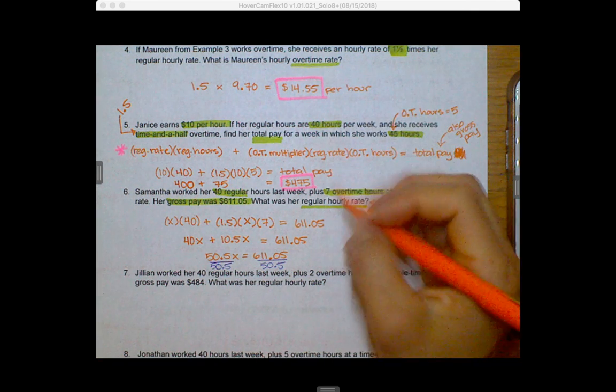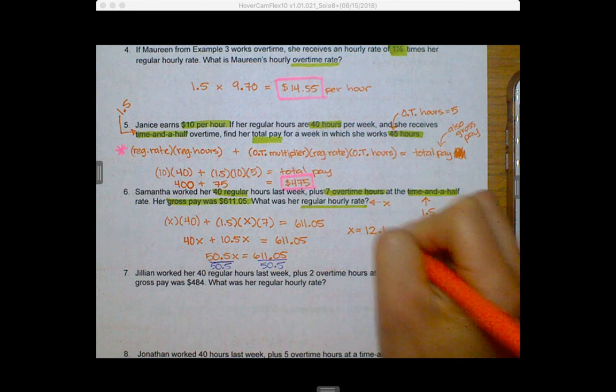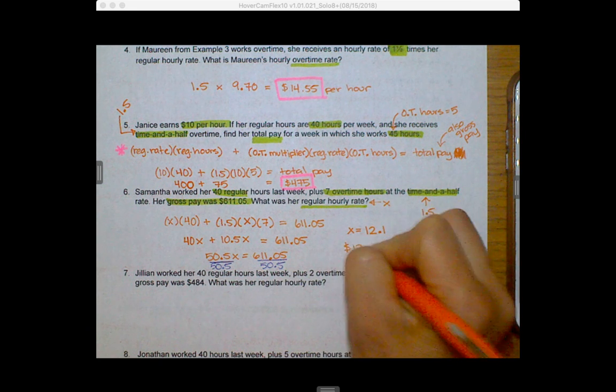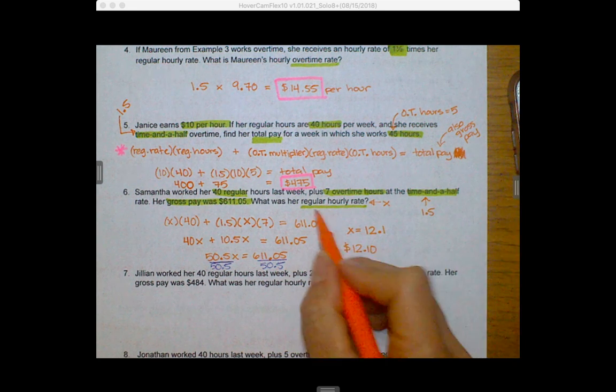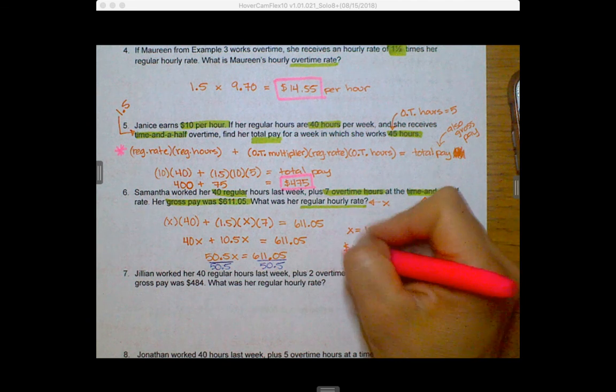12.1. Now, let's think about what that means. This is an amount of money. So if I find x is 12.1, I'm going to write my answer as money, which is $12.10. And this is an hourly rate, so this is the amount per hour. Okay, so that is the hourly rate.